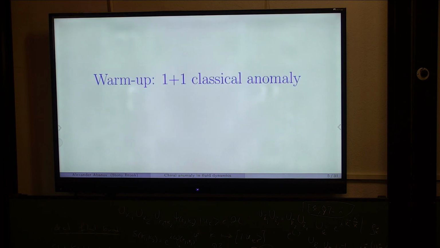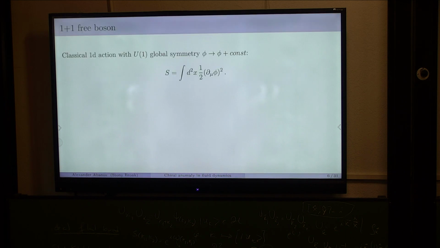First is a warm-up. This is a really simple example just to show you how anomalies exhibit themselves in classical physics. So the whole talk will be classical. There will be no quantum mechanics, although I will keep talking about quantum anomalies. Let me consider a one-dimensional action with U(1) global symmetry, which is this free boson, and the symmetry is phi goes to phi plus constant.